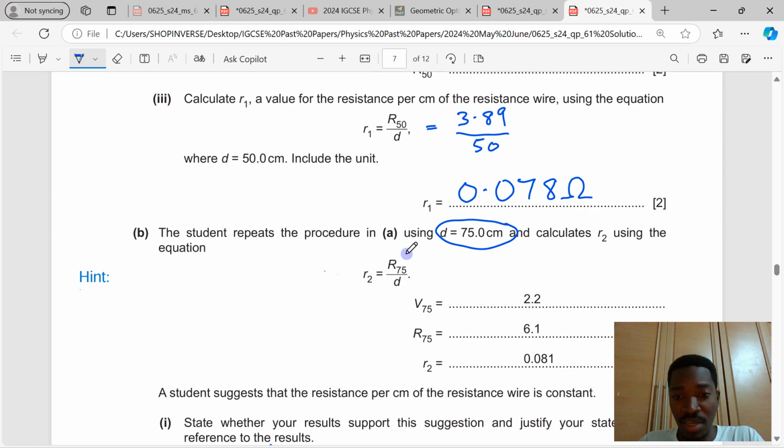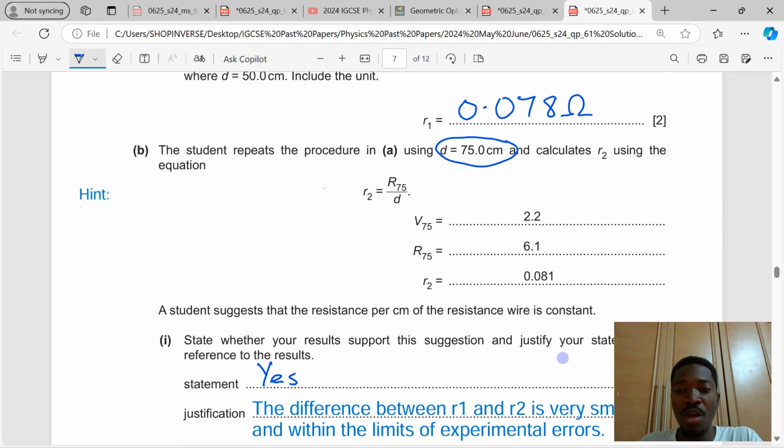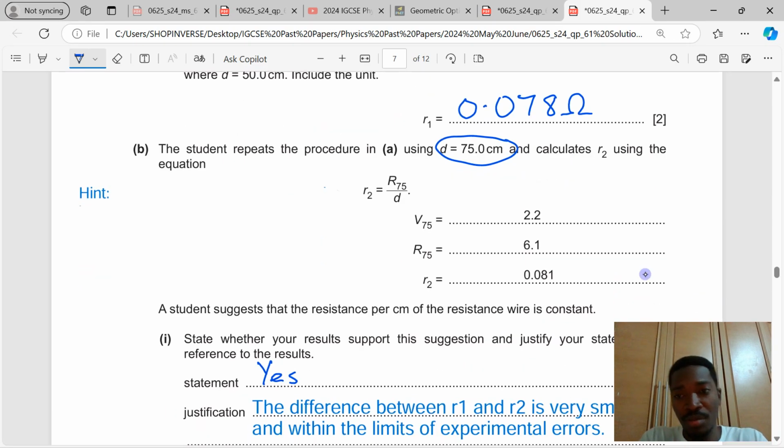So the resistance at 75 centimeters, he got as 6.1 ohms. He got the voltage as 2.2. Then he calculated R2. Of course, if you divide R75 by D, which is 75, divide 6.1 by 75, you get 0.081. Resistance per centimeter, rather. It's fine. This unit is not necessary. You don't have to state it.